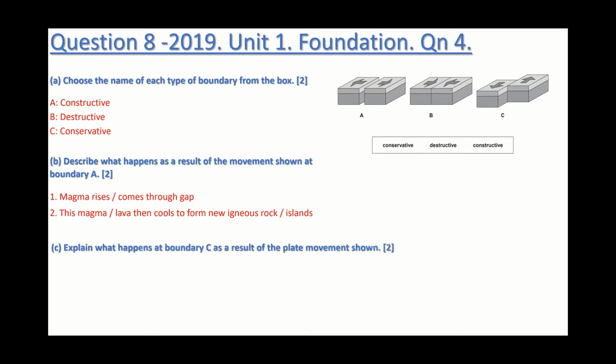Now, lastly for this question, what will then happen at boundary C as a result of the movement shown? Well, given we know that boundary type C is a conservative boundary, then from the last question we know that earthquakes will arise from this movement. These earthquakes are then basically due to how the plates are rubbing against each other and are therefore causing a build-up of friction when they do so.